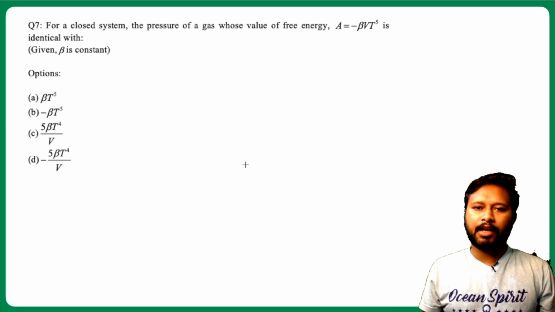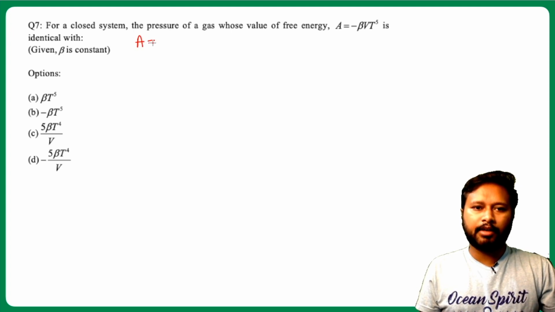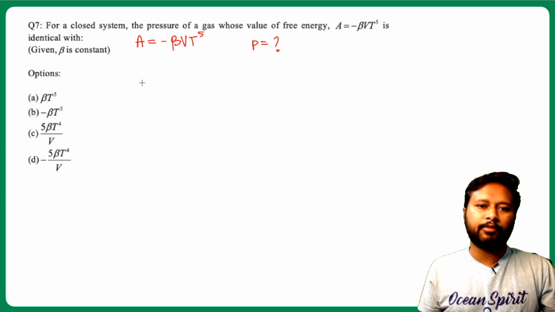So just for the context, I'll quickly tell that in the question it's given that the free energy of the system is A = -βVT^5, and what they are asking is the pressure of the gas. So let's quickly try to do it.